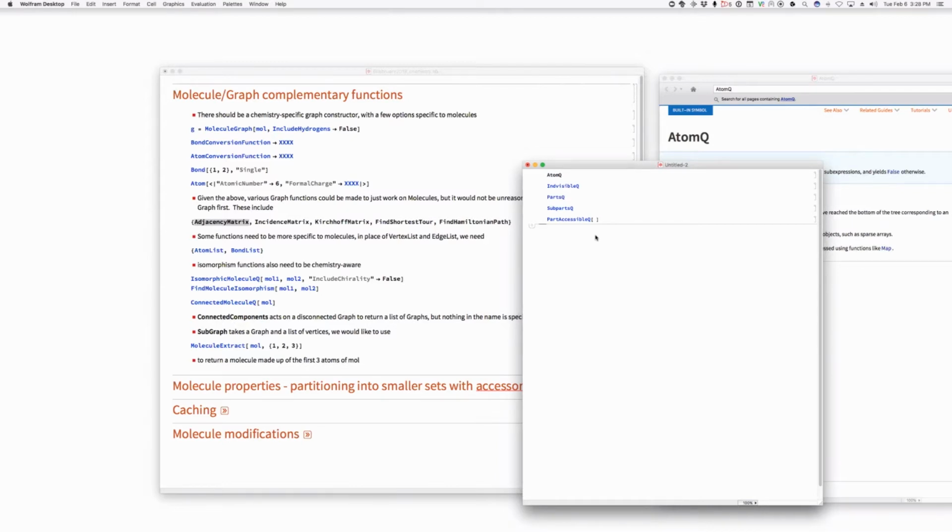In any case, I think it's a serious possibility that we should try and come up with a better name for AtomQ. And I think it should be something about parts. Partition comes to mind, PartitionQ, but that is too close to Partition. Absolutely not. There's a PartitionsQ function, which is one of those rare functions that ends with a Q but isn't a question. Ah, okay. PartAccessibleQ. Look, this is probably the most descriptive of the names.